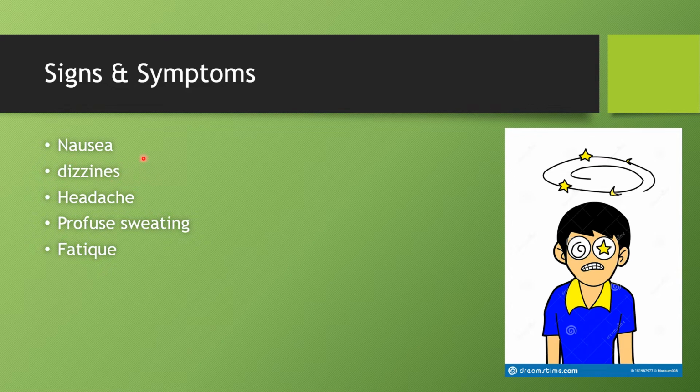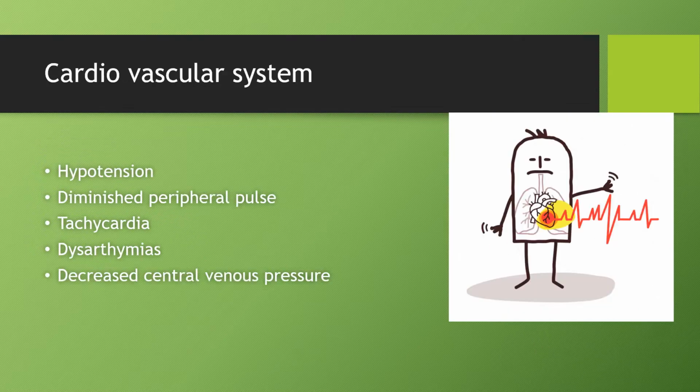That condition we can call nausea. Dizziness means giddiness, a spinning sensation. So that we can call dizziness. Headache. Then profuse sweating, sweating more than fatigue. So these conditions are the signs and symptoms of hypovolemia.